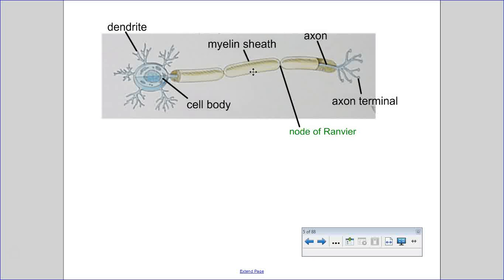They keep the electrical impulses from going where they're not supposed to, but they also help to speed it up in us. So they allow for the message to jump. It actually jumps from space to space, from node to node. The nodes are called the nodes of Ranvier. So each one is a node of Ranvier. That's just the name of the person who discovered them.